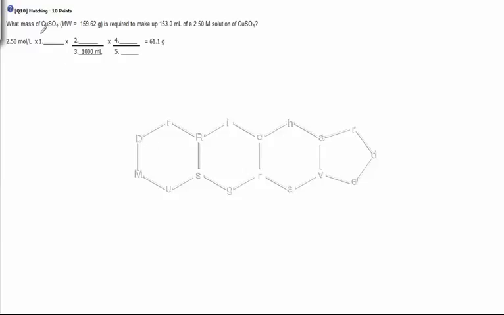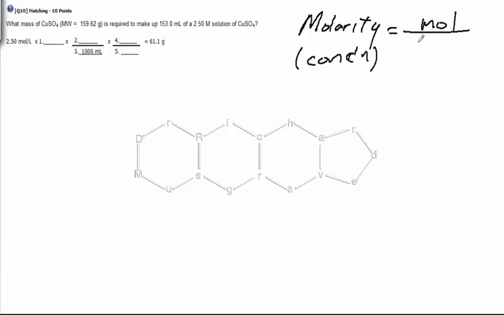Alright, so this problem is asking for what mass of CuSO4 is required to make up this volume of this concentration CuSO4. So all of these problems are based on this equation, that is molarity or concentration, which are the same thing, is equal to moles divided by volume in liters of solution. So it's always moles over volume.